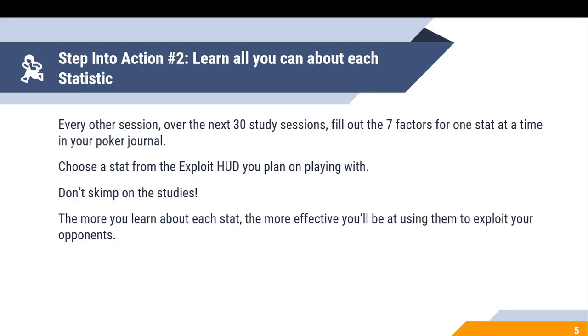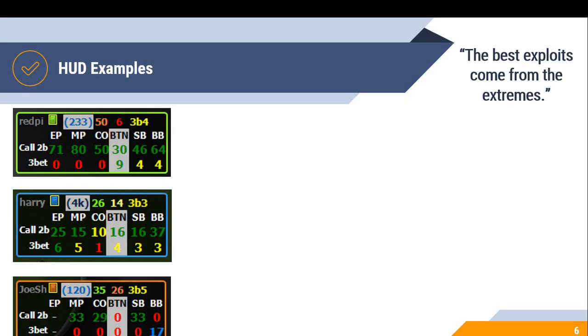Alrighty, here is one of the action steps that I give to everybody within the webinar. For every other session over the next 30 study sessions, fill out the 7 factors for 1 stat at a time in your poker journal. Choose a stat from the Exploit HUD that you plan on playing with. Don't skimp on the studies. The more you learn about each stat, the more effective you'll be at using them to exploit your opponents.